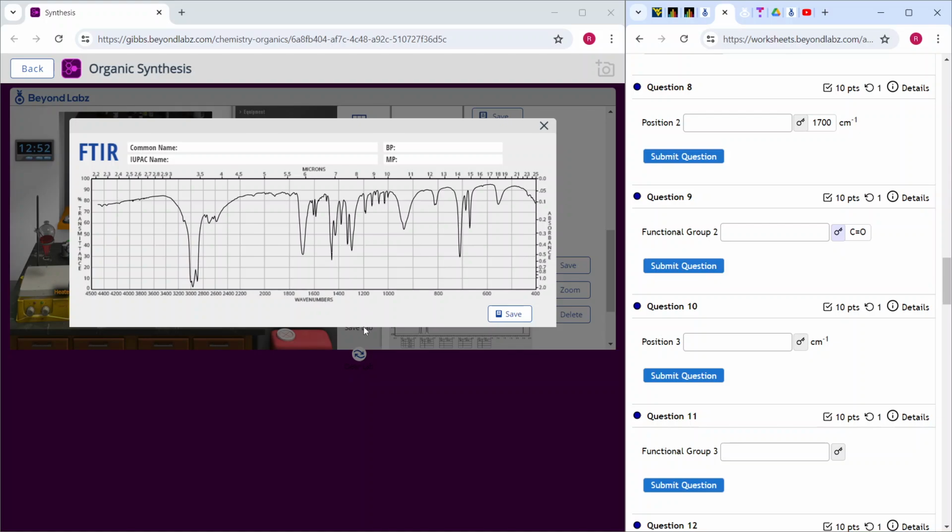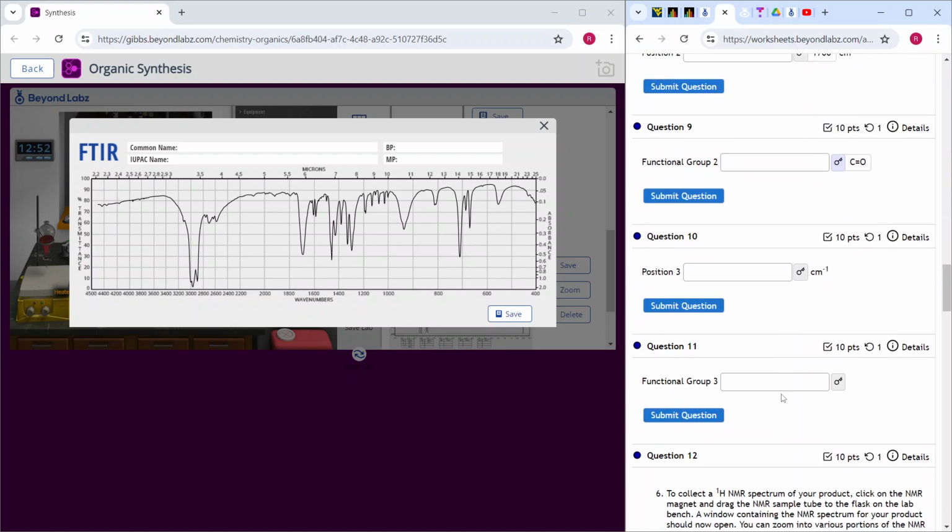sp2 CO stretch. The sp2 CO stretch is this one over here. It's around 1300. You can easily see that. And this is the sp2 CH. Yeah, it is around the 3000. And this is the CO stretch, which is the sp2 carbon connected to the oxygen. This is what they want from the FTIR.